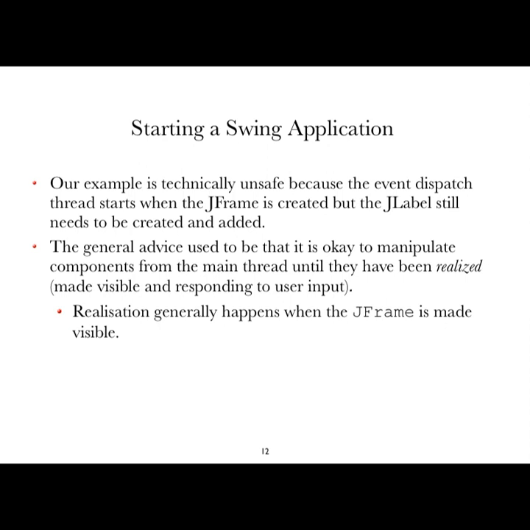As an example here, trivial example, but one of interest, is that you could say here that there's a problem with the example we've seen. The event dispatch thread starts when the frame's created, but that label still needs to be created and added. So this is a deeper reason why we've got this notion of visibility. Whilst the event dispatch thread's been started, the user can't interact with that graphical user interface until the frame's been made visible. So you pass information out of that main thread until it's been fully created, and then you make it visible so that it can respond to the user input.